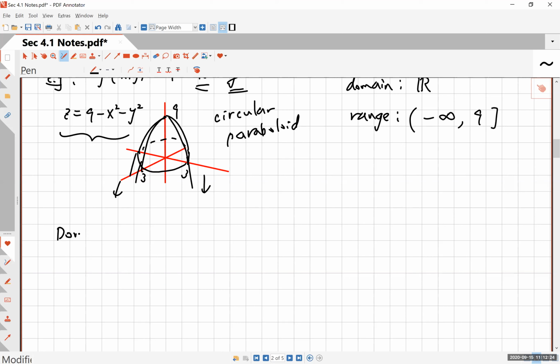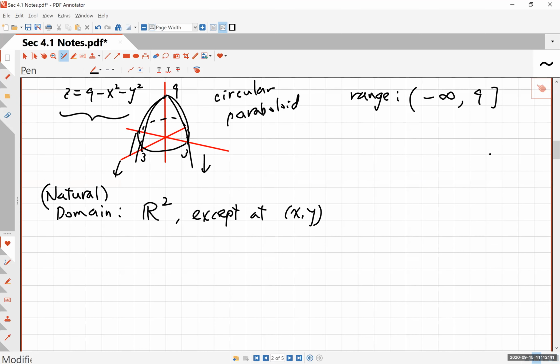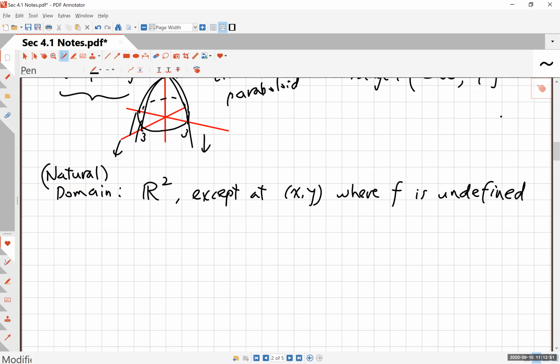Okay, so the domain, sometimes it's called the natural domain. It's basically R2, except at points, and we'll be looking at these exception points, except at (x, y) where the function is undefined. And so what's undefined? Well, the negative in the square root, yeah, maybe I should mention this. So avoid, and there are some specific things to avoid.